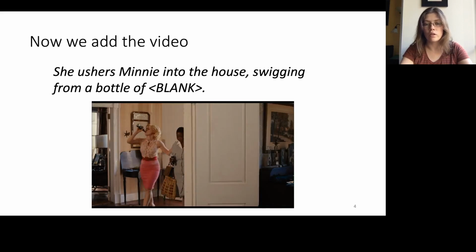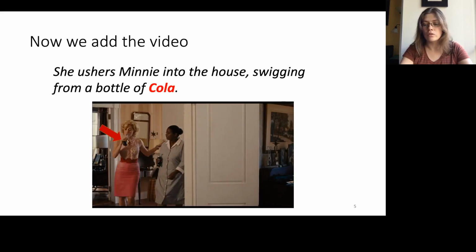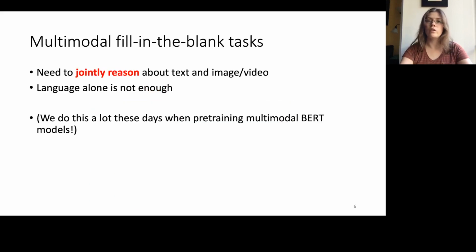she's actually drinking cola. So this kind of task, multimodal fill-in-the-blank task, requires us to jointly reason about text and image or video, and language alone can give us an answer, at least most of the time. So we do this a lot actually when we do this masking pre-training for multimodal BERT models.